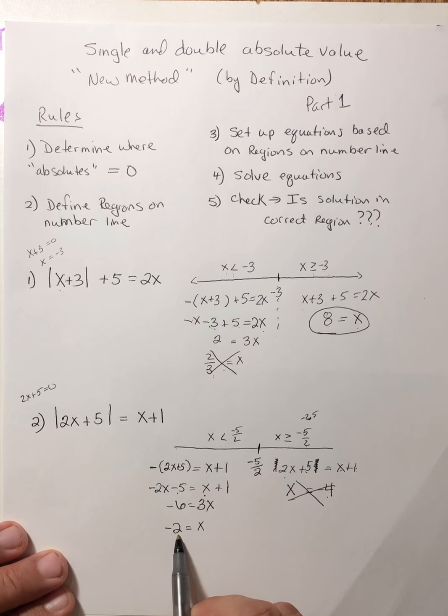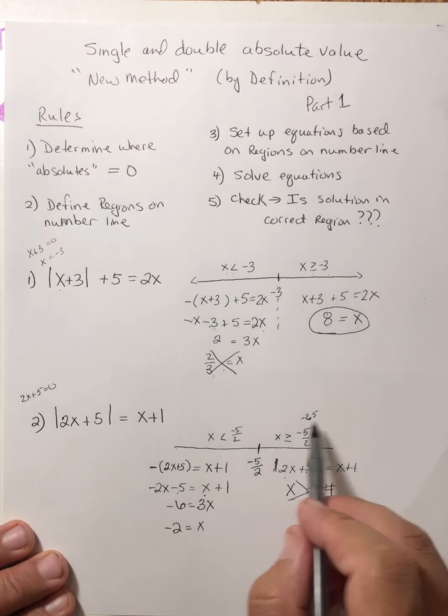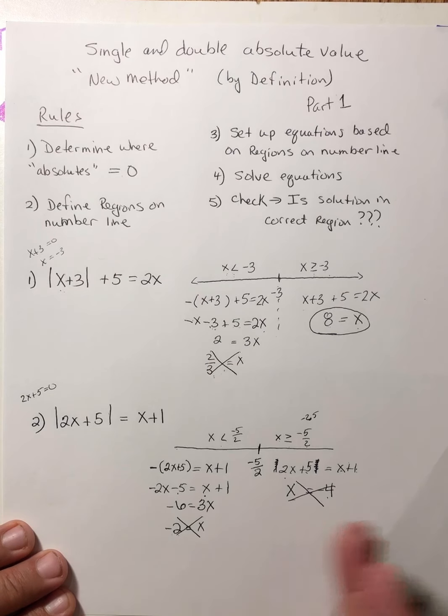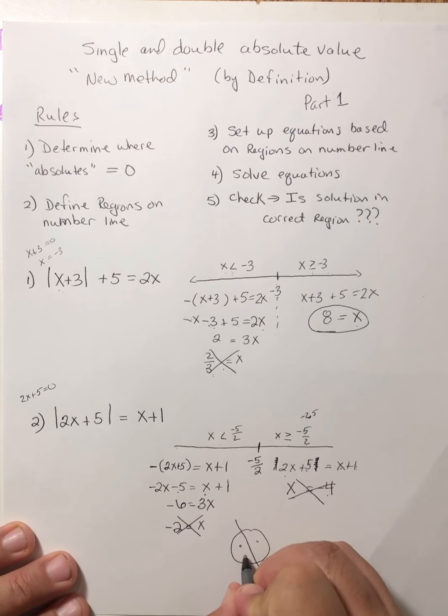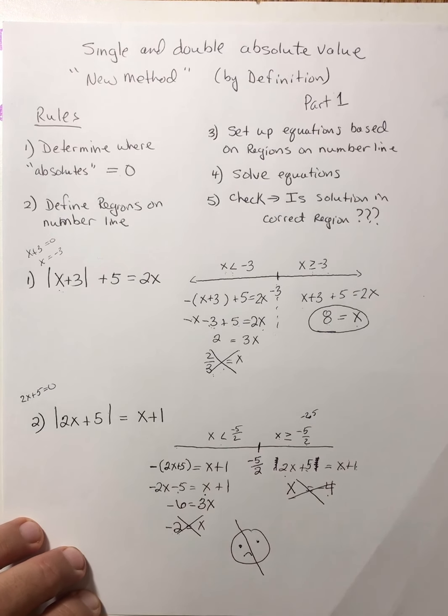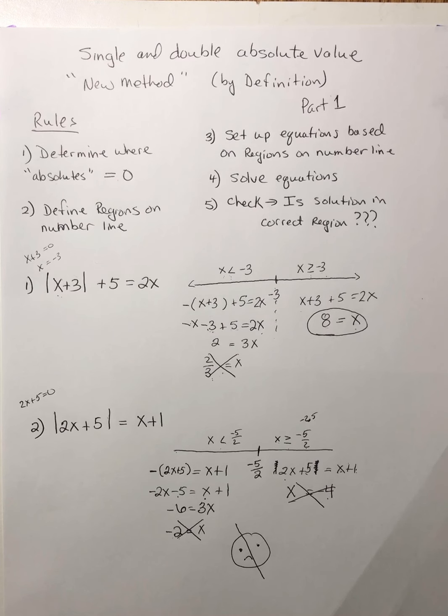-2 is not less than -2.5. So this is not correct either. So therefore, this has no answers. Empty set. Okay? Empty set. Okay? So that's how easy these are to do. Using this method, you've established an easier way to do your check. Okay? So our setup is doing the same thing. It's just creating these regions. Okay, one part positive, one part negative.